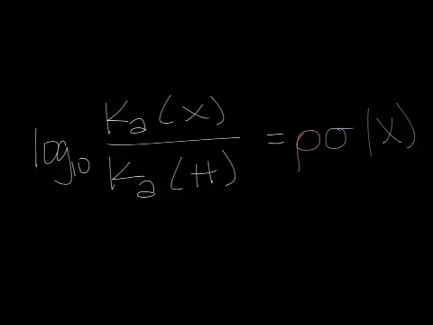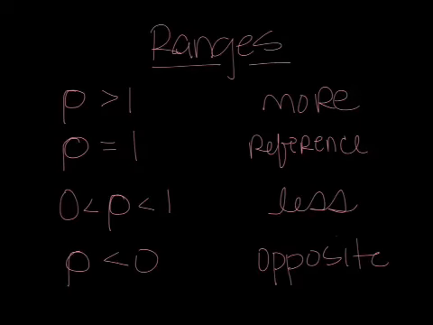From here, we can take a step back and look at what rho is going to show us. Rho gives us some ranges. Anything bigger than 1 for rho gives us something more sensitive in relation to our reference. Equal to 1 is our reference itself, anything between 0 and 1 is less sensitive than the reference, and anything that gives us an opposite relation is anything less than 0 for rho.